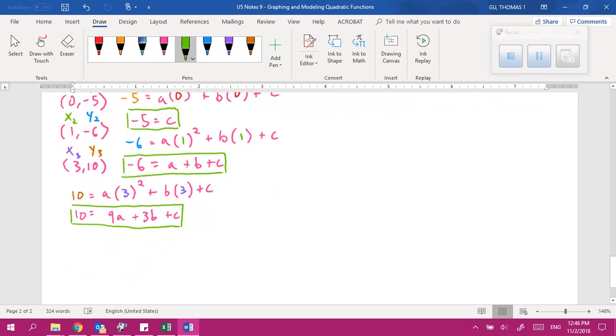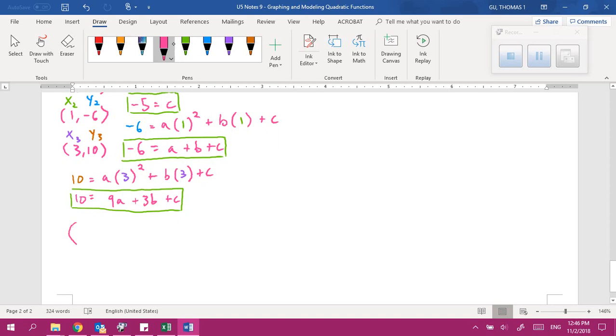Good. So now we're going to put those into a system of 3 equations. It's going to be negative 5 equals c, negative 6 equals a plus b plus c, and 10 equals 9a plus 3b plus c. Okay, so which value do I already know? C, good. So I'm going to highlight that, let myself know I got one of my values. And then what are we going to do first here? Before even that, label, just to keep track of what we're doing here. 1 and 2.